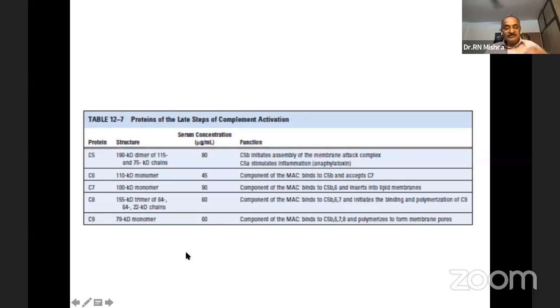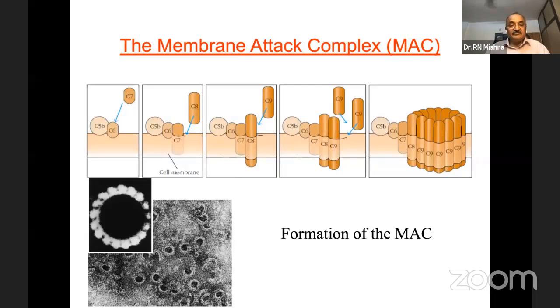And you can see the beautiful way the cartoon has been made, how holes are being formed on the cell surface. So this is a membrane attack complex. C5b gets C6, C6 is attached to it, and C8 and C9. And then we have a cylinder of C9, which causes holes on the cell surface.